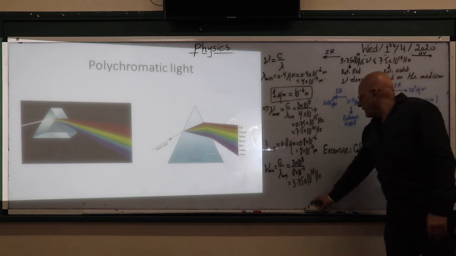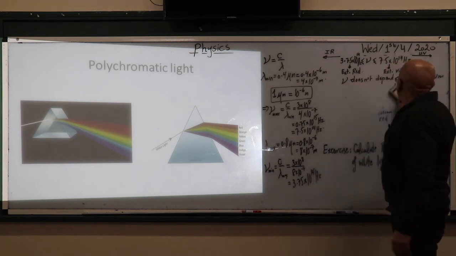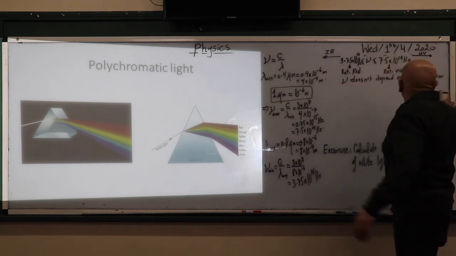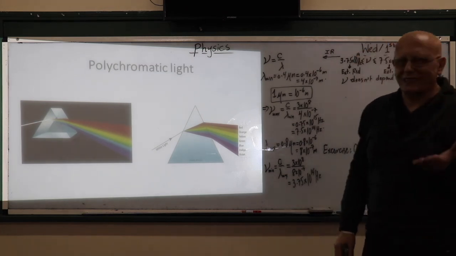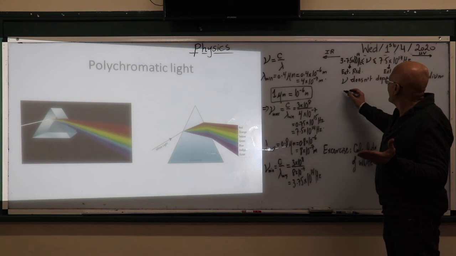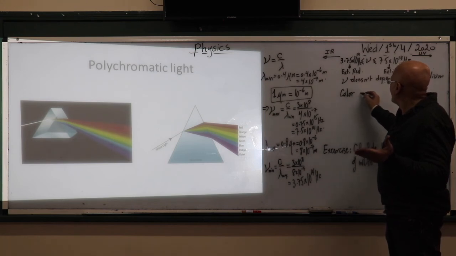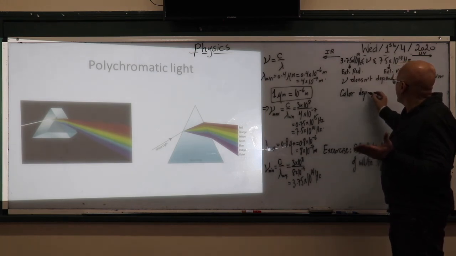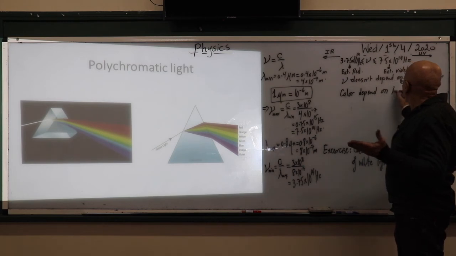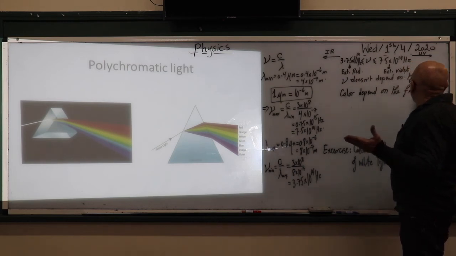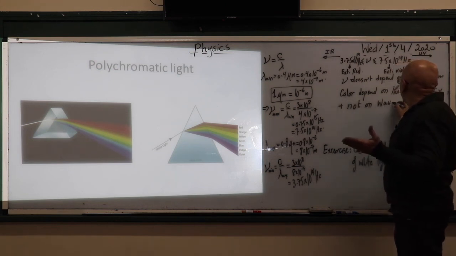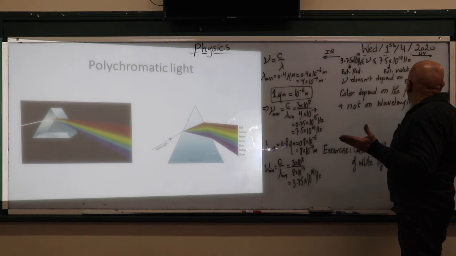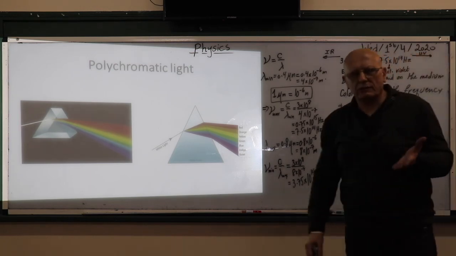Okay? Another piece of information that you should know is that the color of light depends on the frequency, and not on wavelength. Okay, who can give an interpretation?